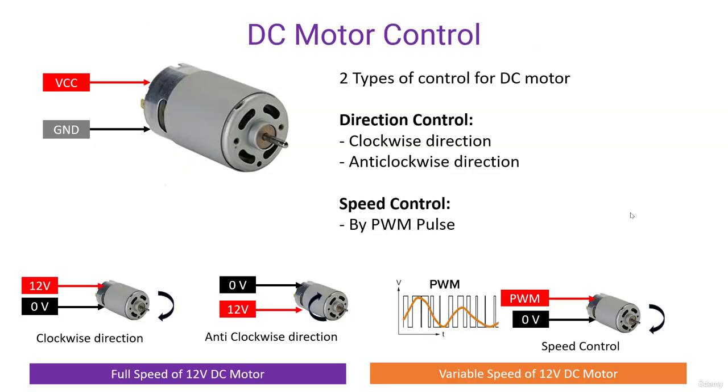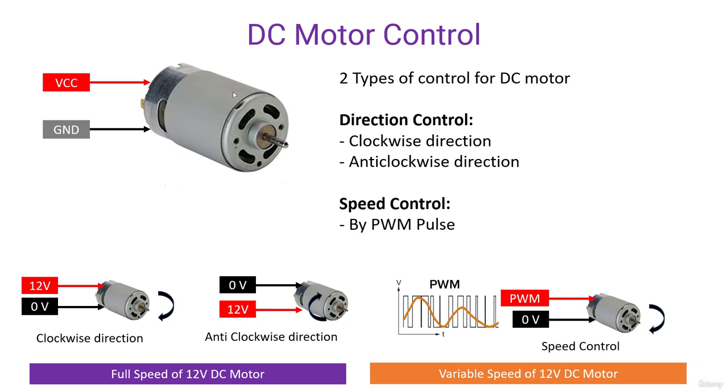Now let's talk about the first type of motor, that is the simple DC motor. In this video, we'll restrict our content to DC motor control only. In the upcoming videos, we'll cover the other motors like servo and stepper. Now the DC motor has two terminals. One is for VCC or positive power and another one is for ground.